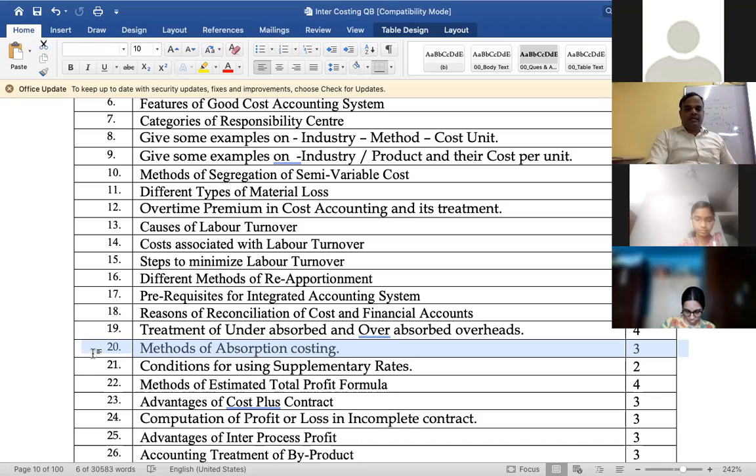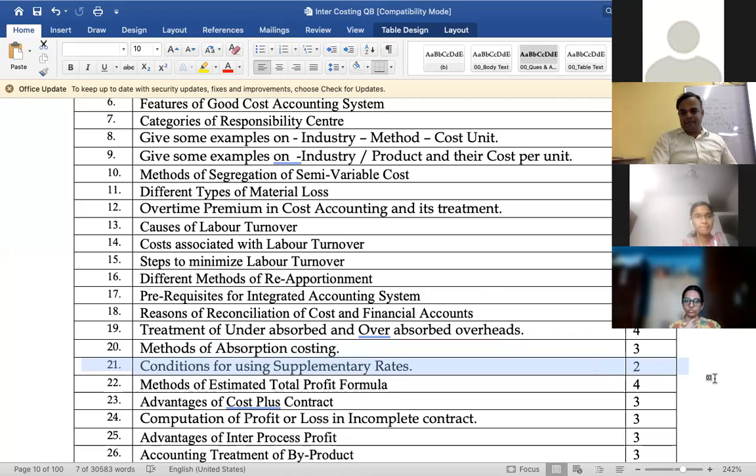Good. Condition for using supplementary rate. How many conditions are there? Refer to the overhead topic, quickly. Page number 143. Condition for using supplementary rates.